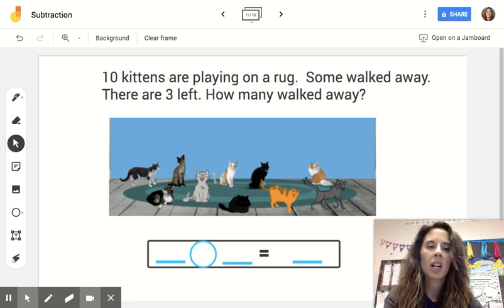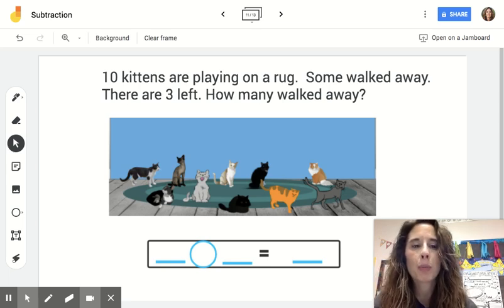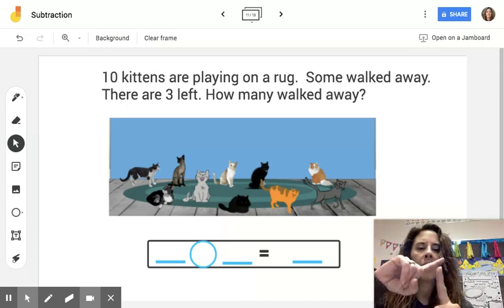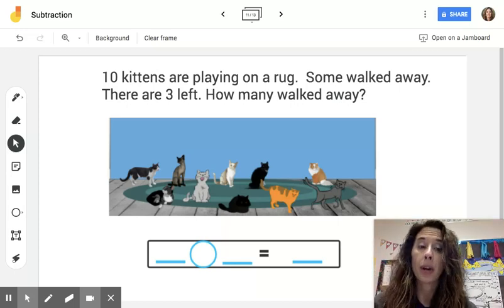Okay, friends, we are going to figure out what to do with this word problem. Today I'm going to show you the steps that we do when we look at a new word problem, how we figure out if it's the kind of word problem where we're going to add or we're going to subtract. Okay, so let's take a look.